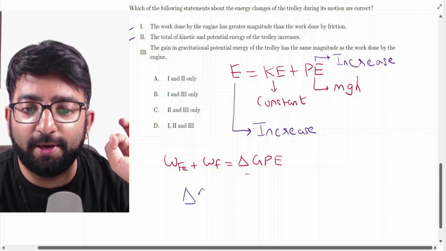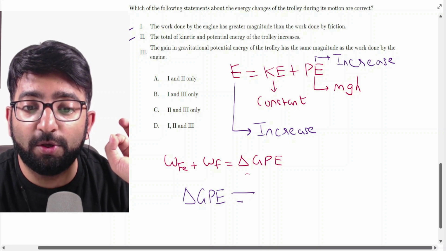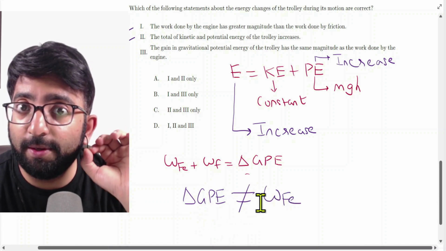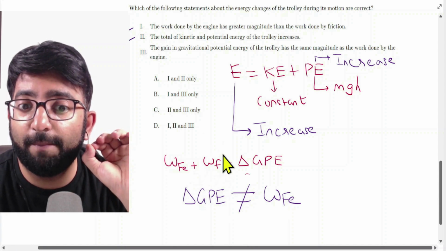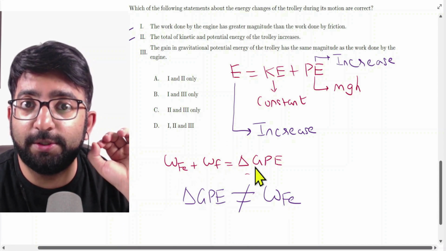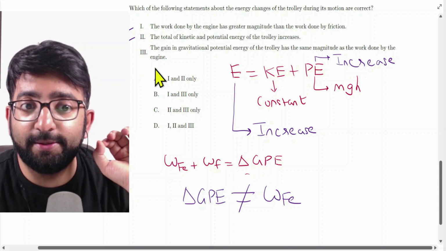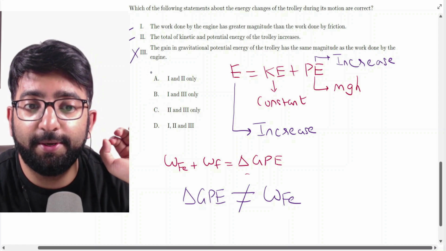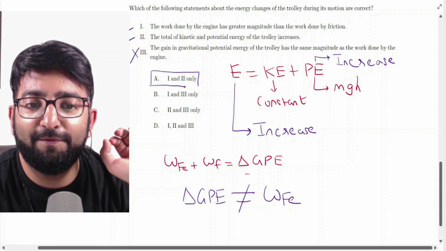So we can write that delta GPE is not equal to work done by the engine force. They would have been equal if the work done by friction would have been zero. In that case, the equation would have been satisfied. So in the current case, statement number 3 will be incorrect. So let's look at the options. Option A will be the right answer for this question.